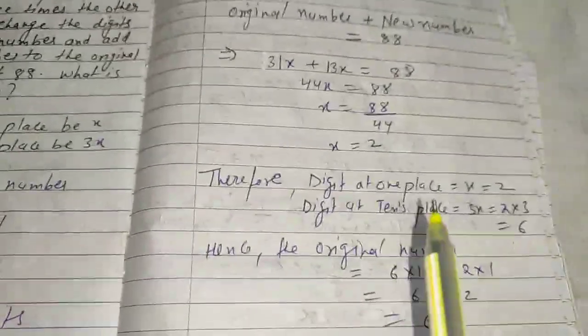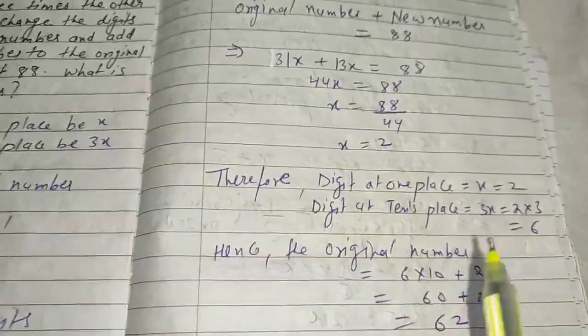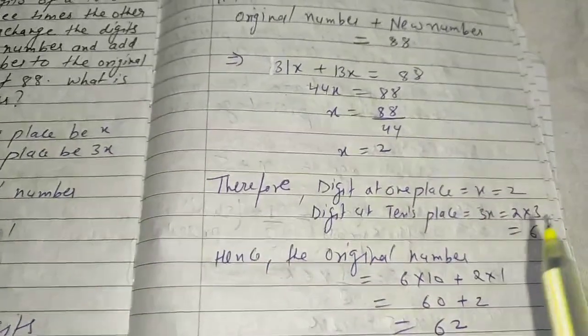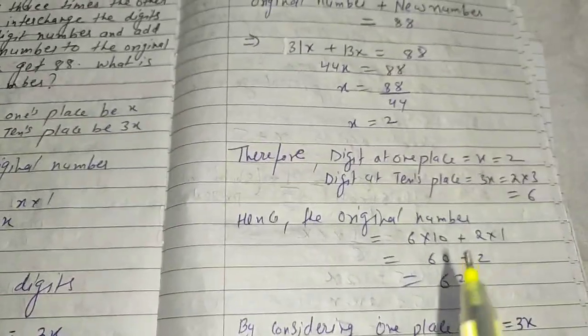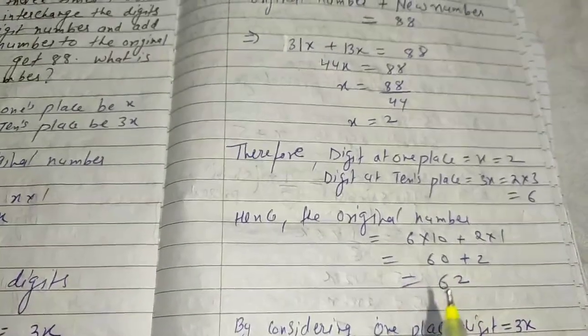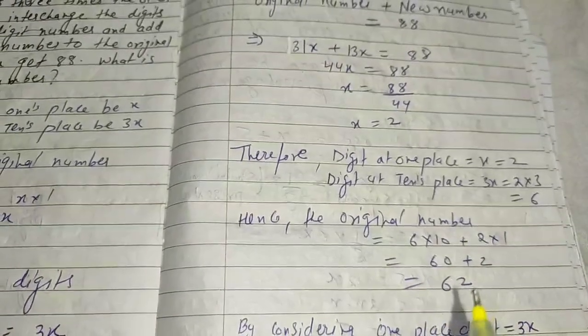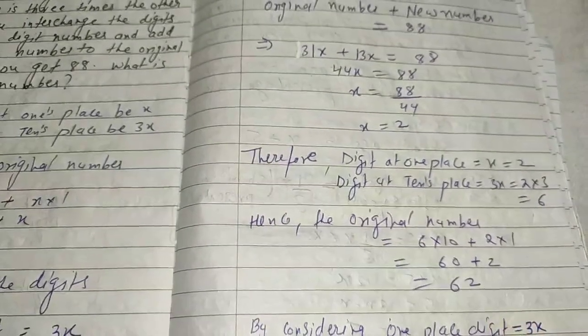Therefore the digit at the ones place is 2 because x is 2. And the digit at the tens place is 3x, that means 2 into 3, which is 6. So the number is 6 into 10 plus 2 into 1, which is 62. 62 is the original number. Clear? On interchanging 62 we get 26, and the sum of 62 plus 26 is 88.